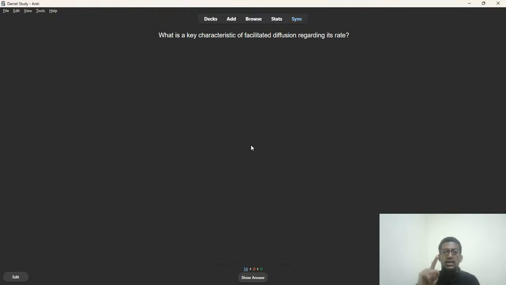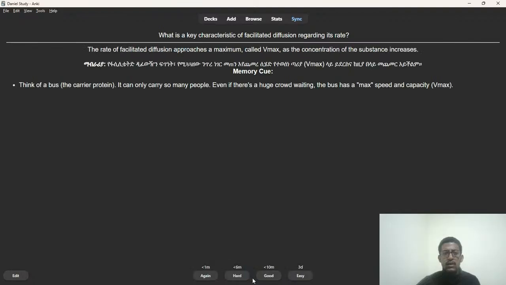And the third one: what are the key characteristics of facilitated diffusion regarding its rate? The rate of facilitated diffusion approaches a maximum called Vmax as the concentration of the substance increases.